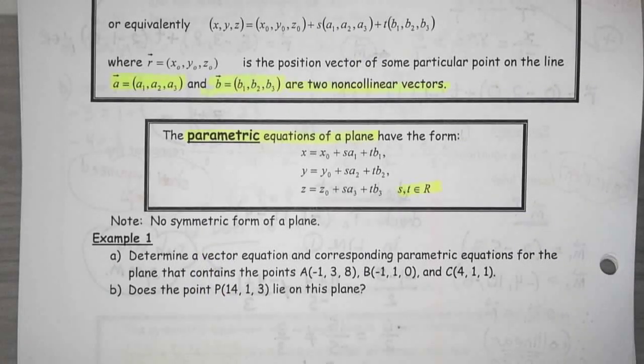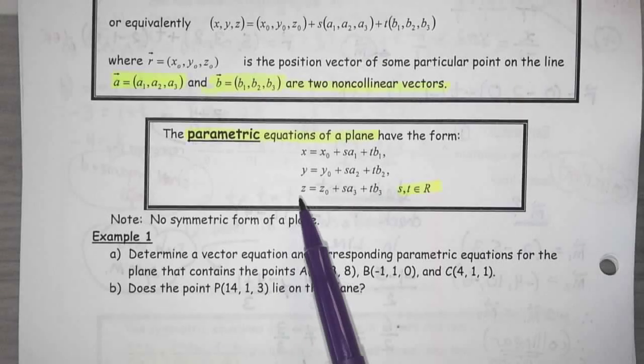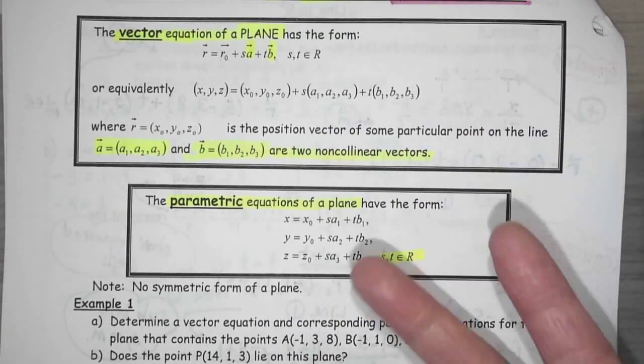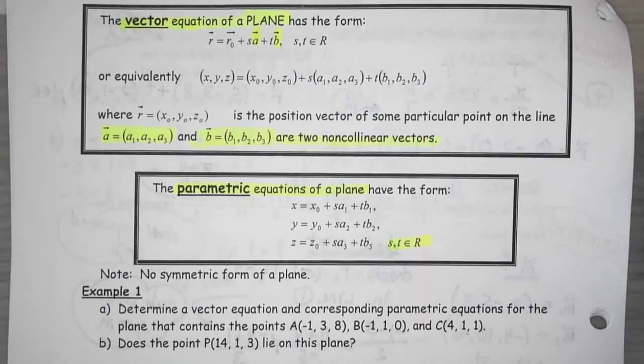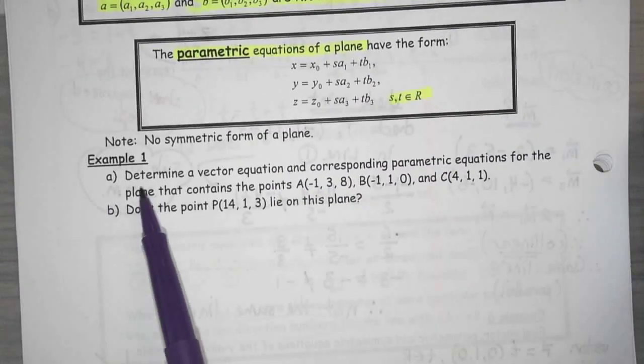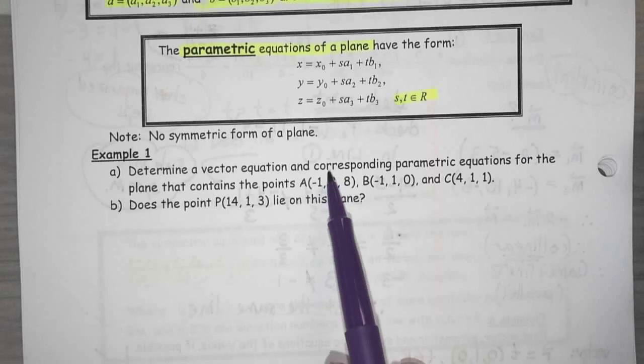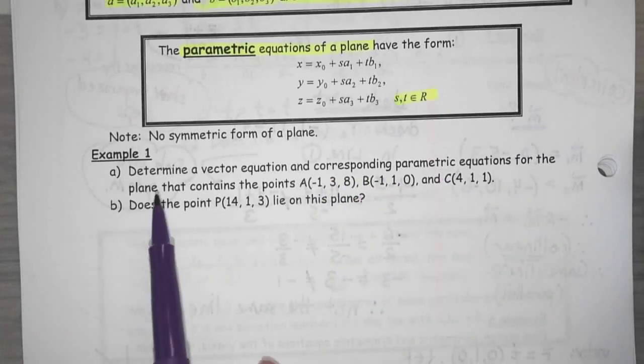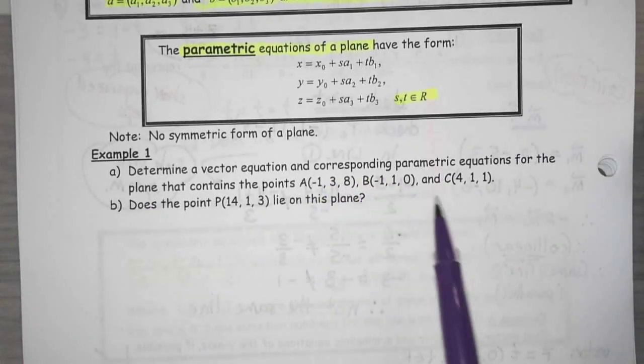Okay, so far we have a vector and a parametric form of a plane, right? So we've got 2. We're going to do another one in 8.5, so hang on. But 2 here in 8.4. First example: determine the vector equation and corresponding parametric equation for the plane that contains these 3 points.